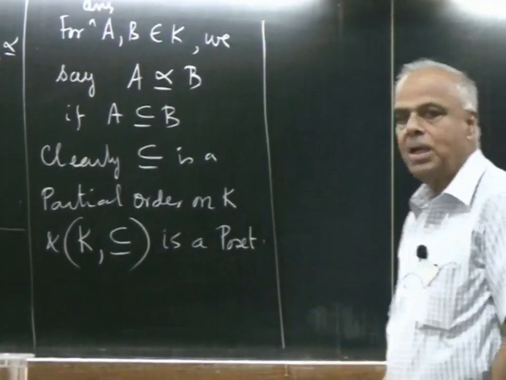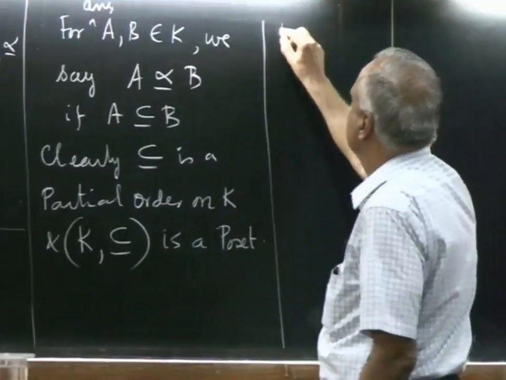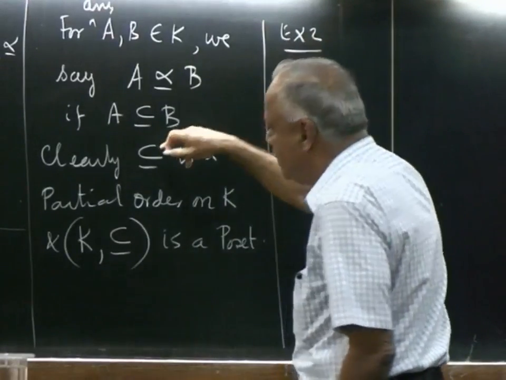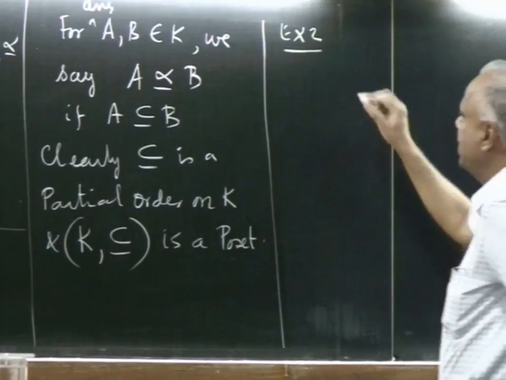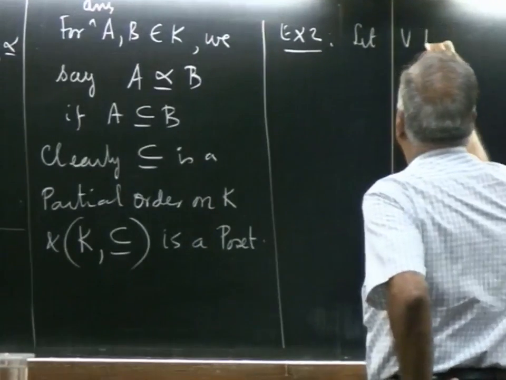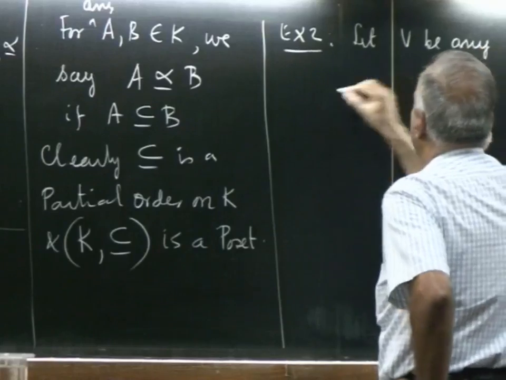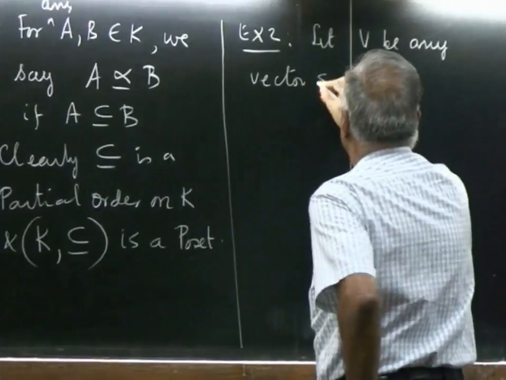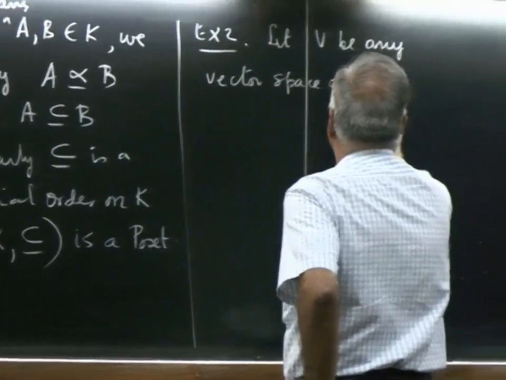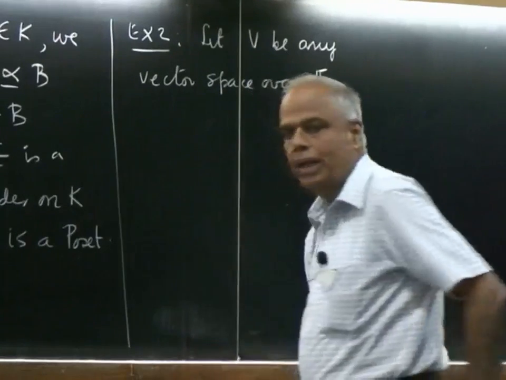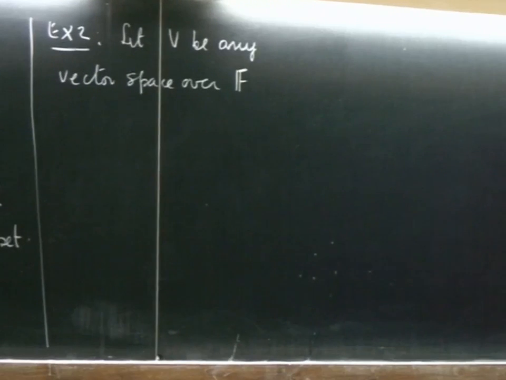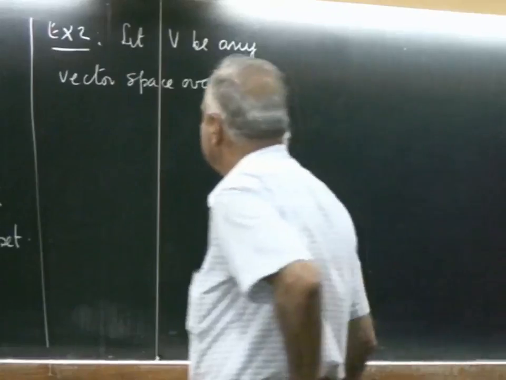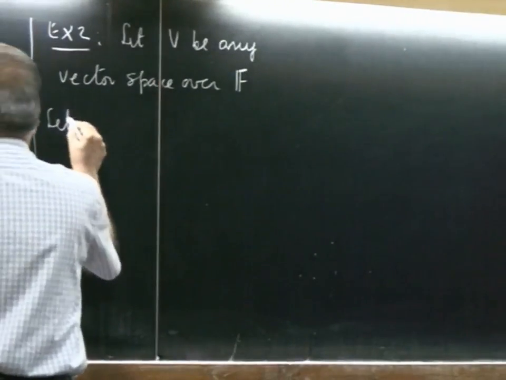Let me give you another example, which is a specialization of this, okay, which again I will come back to. So let V be any vector space. Assume we all know what is meant by a vector space over any field F. If you do not like that, take it as R or C. If you are not familiar with the general case, take the scalars to be real numbers or complex numbers.